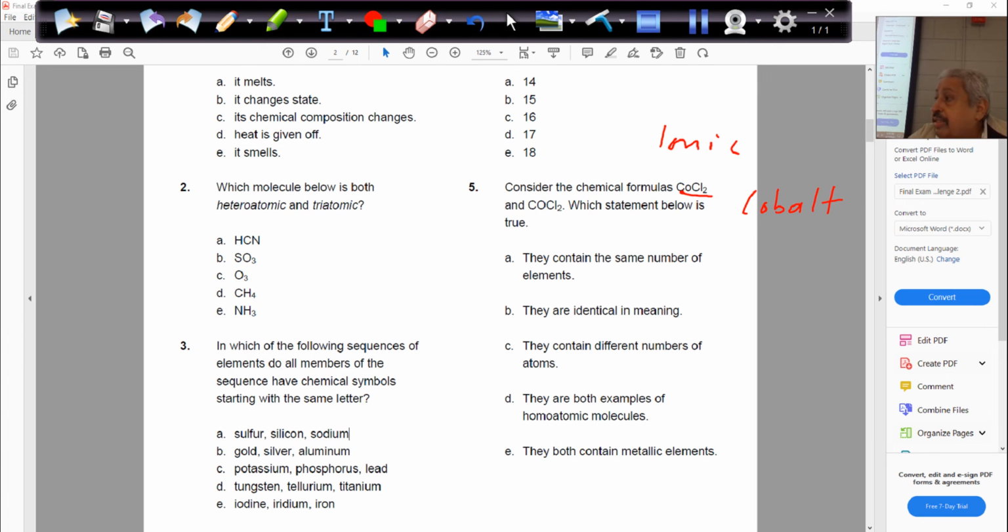Cobalt comes in multiple charges. Cobalt 2, cobalt 3, correct? This is cobalt what? The 2 here is coming from the cobalt. So cobalt 2 chloride, correct? This is cobalt 2 chloride.